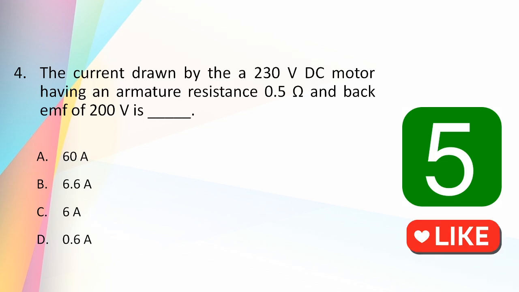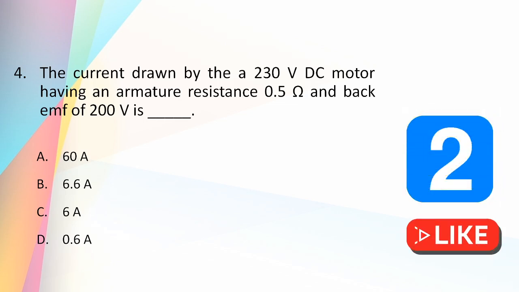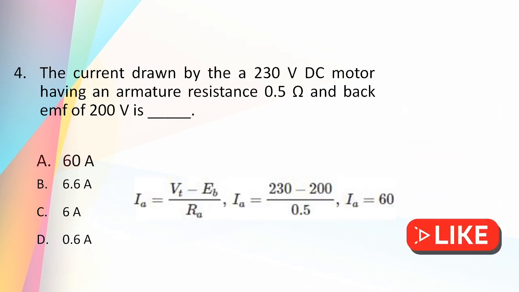Then next question. Current drawn by a 230 volt DC motor having an armature resistance of 0.5 ohm and back EMF of 200 volt is: 60 ampere, 6.6 ampere, 6 ampere, 0.6 ampere. And here you go. And the answer in this case is 60 ampere.